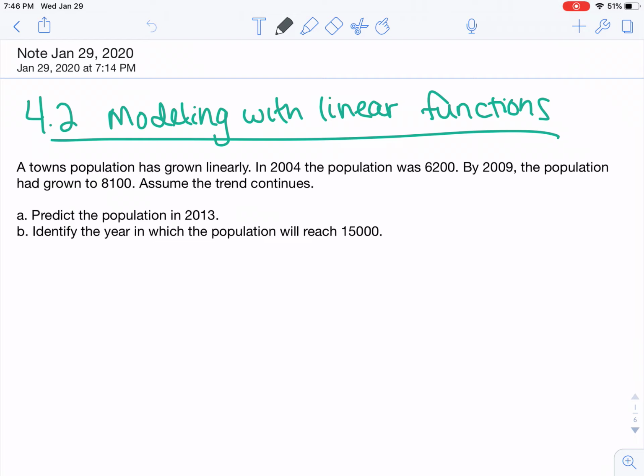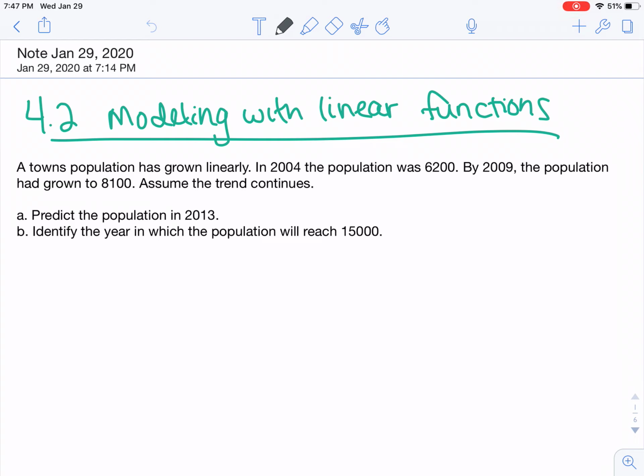Say that 10 times fast. In 2004, the population was 6,200, and by 2009, the population had grown to 8,100. And assume that trend continues linearly. And so because it is growing linearly, that means it's a constant change. We can assume that the rate of change here is a consistent change. So we can write an equation and then be able to use that to predict the population and then be able to identify when the population will reach 15,000.